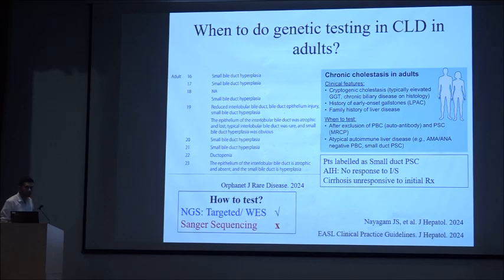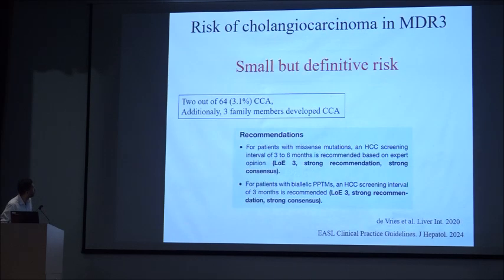How should they be evaluated? Obviously, it should be NGS, and it cannot be Sanger sequencing, because you can never say by clinical picture which genetic mutation is going to come. So it's better to always do whole exome sequencing. Sanger is only when you know a family member with a particular mutation, then you can do Sanger.